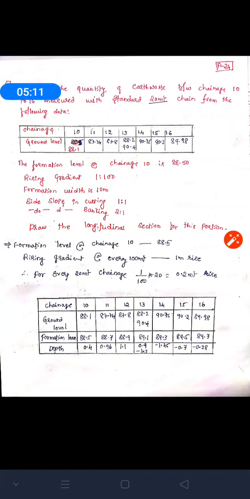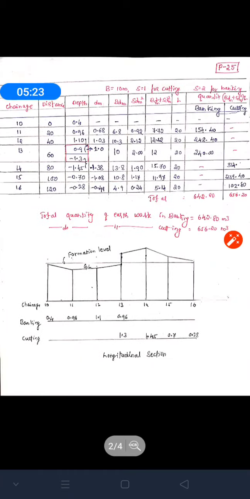Similarly, that is chainage 4, 89.3 minus 90.45, so 90.75, we got minus 1.45. Similarly chainage 15 and 16. After calculating this, we can move on to the tabular column, that is to find out the quantities. So again we should prepare a tabular column like this.